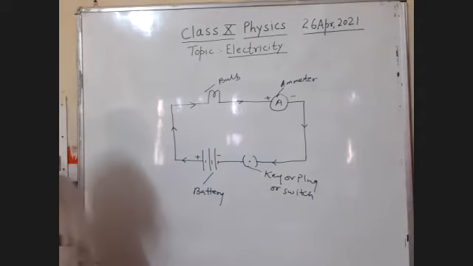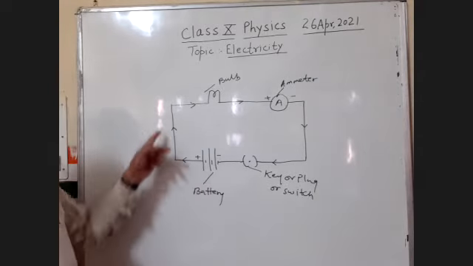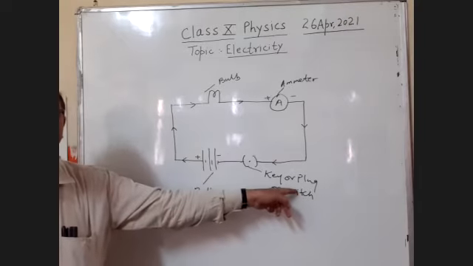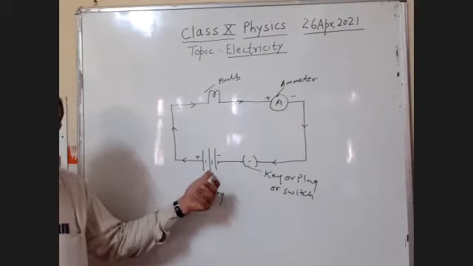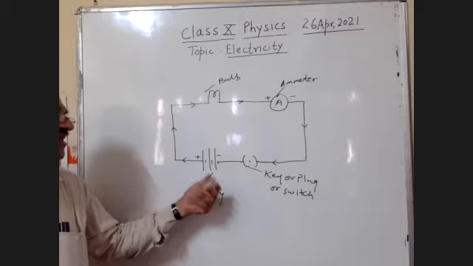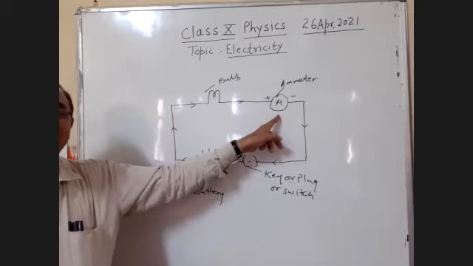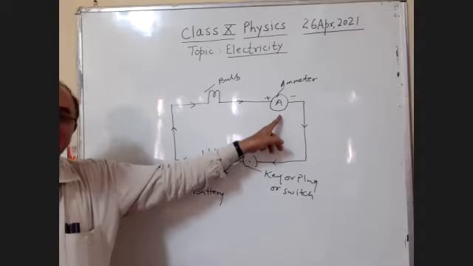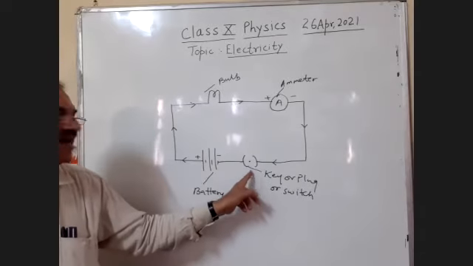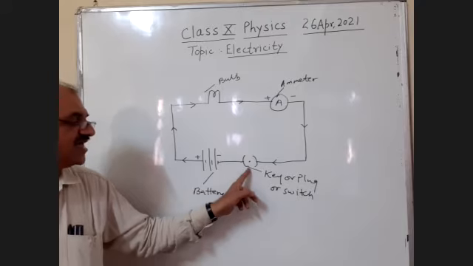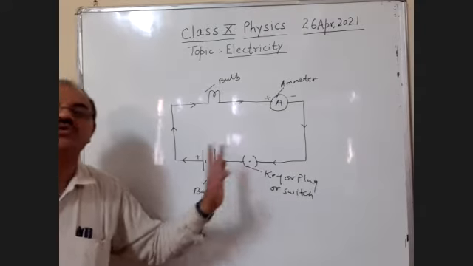Now students, the direction I have shown is from the positive to the negative. This is the source of electricity, that's the battery. The bulb will give the output, and the ammeter is used to measure the electric current. Here is the key I have shown, and now the key is closed. This key will allow the circuit to close or open.